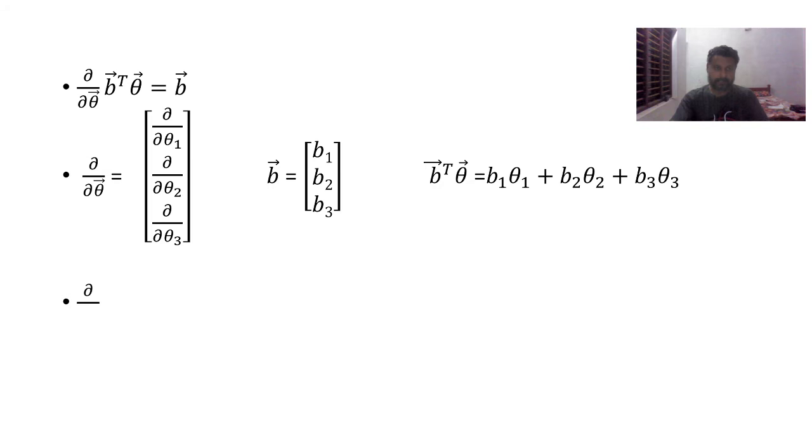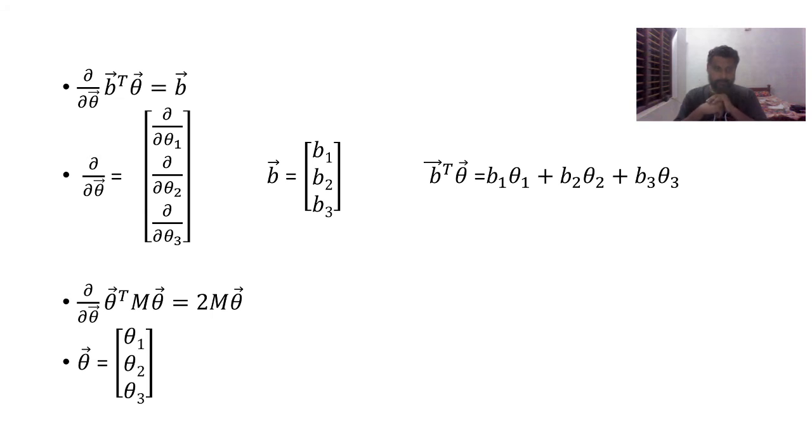So the second case I will take is ∂/∂θ of (θᵀMθ), which is equal to 2Mθ. Let us prove how we are getting this. I will take the dimension as 3 only. So I can represent the vector θ as a column vector θ1, θ2, θ3.